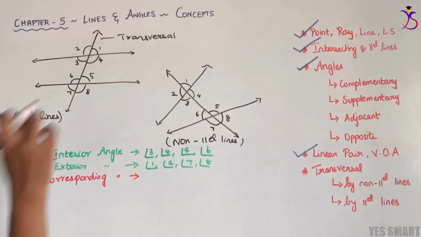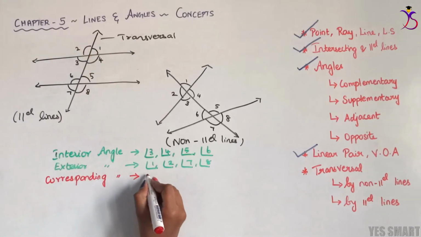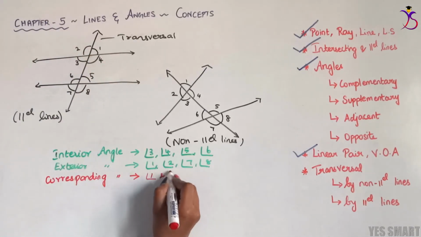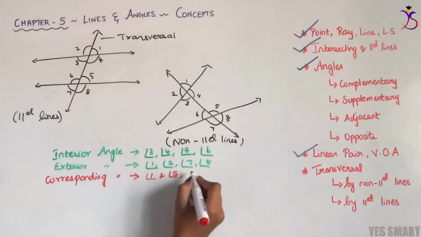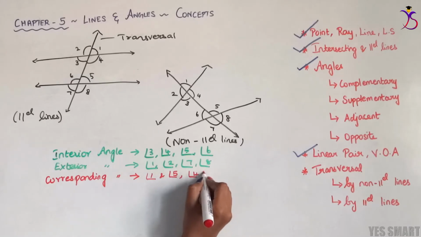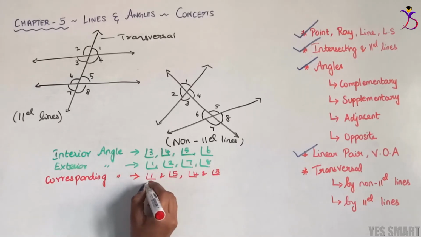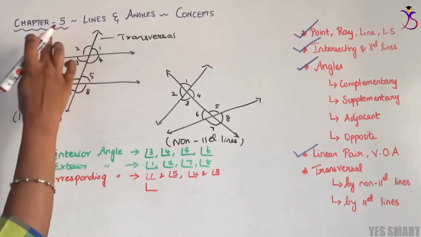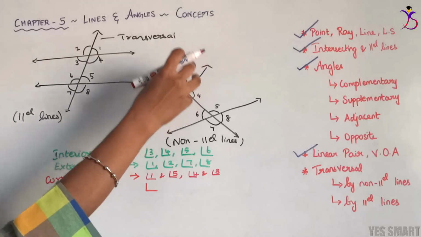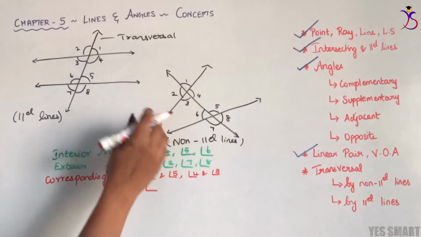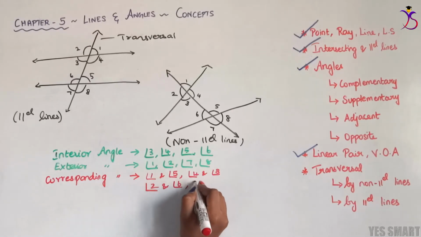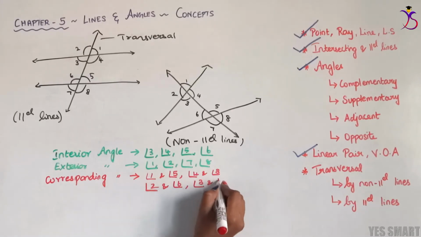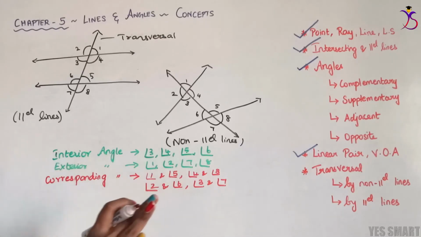So corresponding angles are angle 1 and angle 5, angle 4 and angle 8, because those angles are at the same respective position. The same case applies for a transversal that cuts non-parallel lines as well. So angle 2 and angle 6, angle 3 and angle 7.